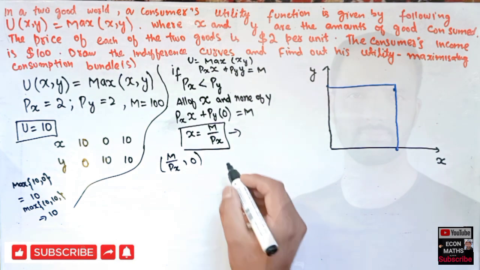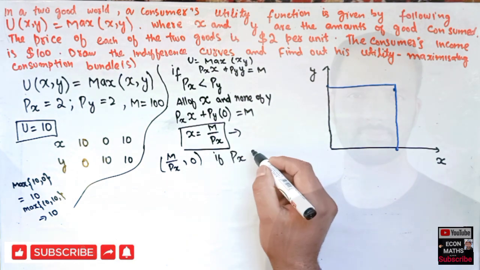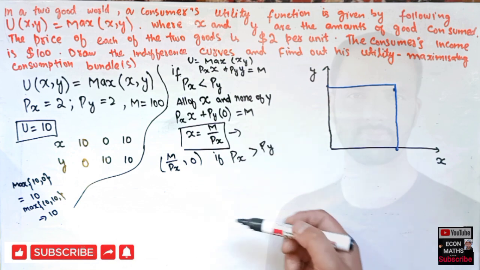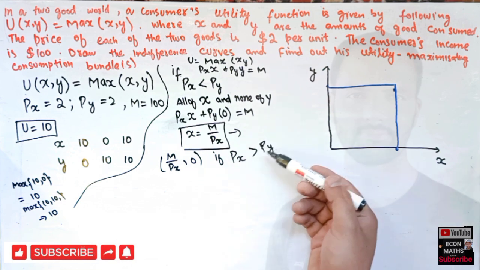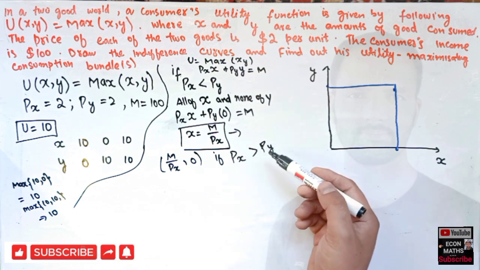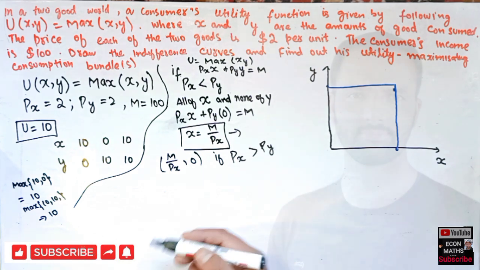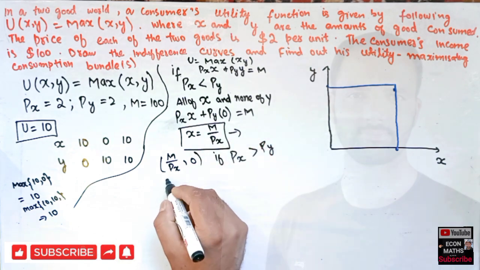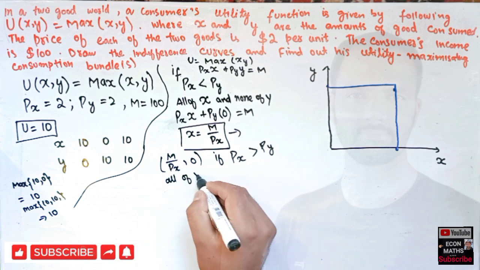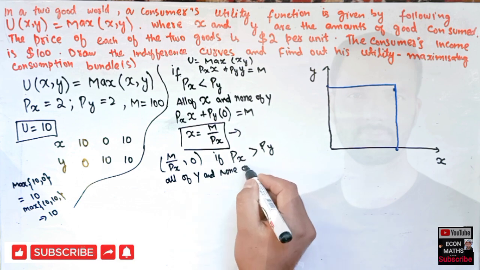Similarly, if price of x was greater than price of y, obviously the consumer will consume all of y and none of x, because y commodity is obviously comparatively cheaper than the x commodity. So in this case we have the same intuition, that is, he will consume all of y and none of x.